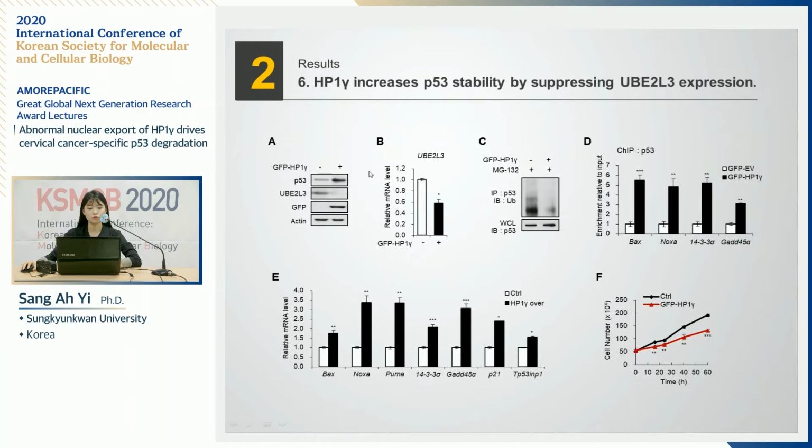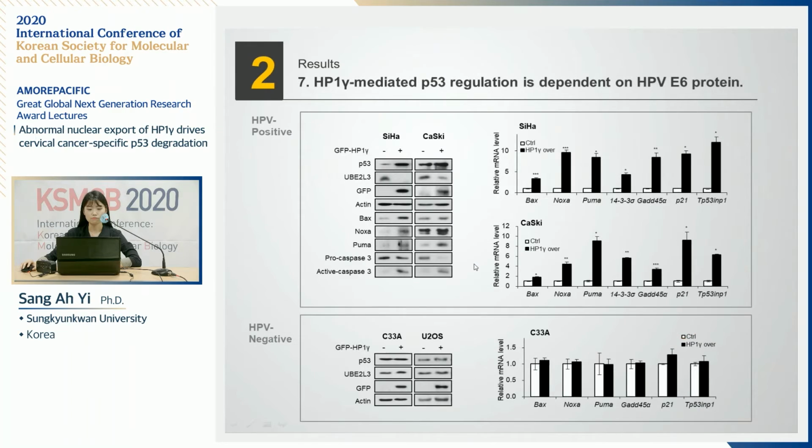In contrast to the knockdown of HP1 gamma, overexpression of HP1 gamma suppressed UBE2L3 expression and p53 polyubiquitination, increasing the p53 signaling. Not only in HeLa cells, in other HPV-positive cervical cancer cells like SiHa and CaSki, overexpression of HP1 gamma suppressed UBE2L3 gene expression, increasing the p53-dependent apoptotic gene expression.